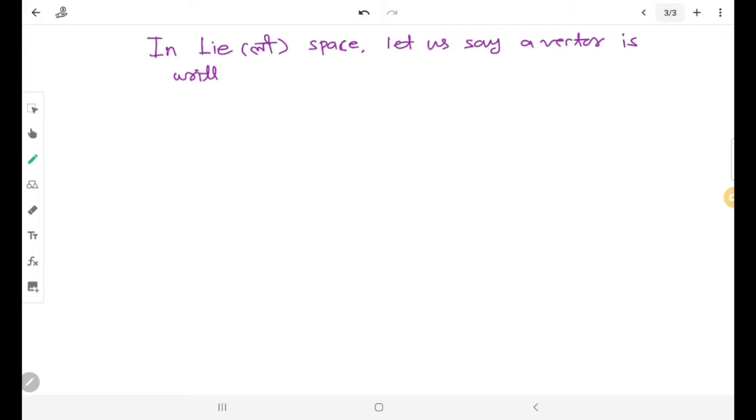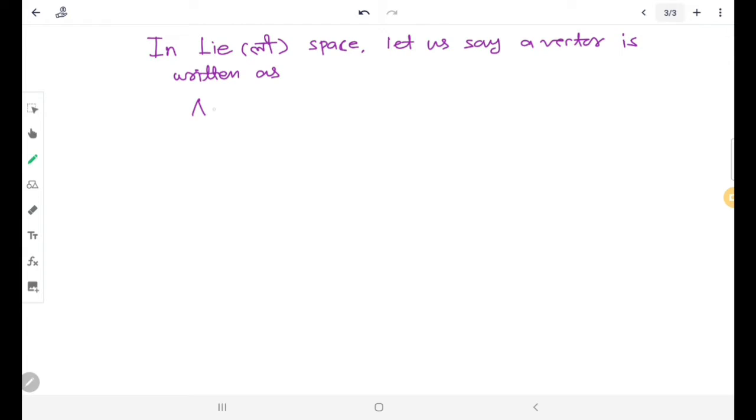Okay, so what about the Lie space? In Lie space we call it Lie, not lie. So in a Lie space, what do we have? Two vectors or three vectors. Let us say a vector is written as, how shall we write it? Let us say that this is a vector in Lie space.